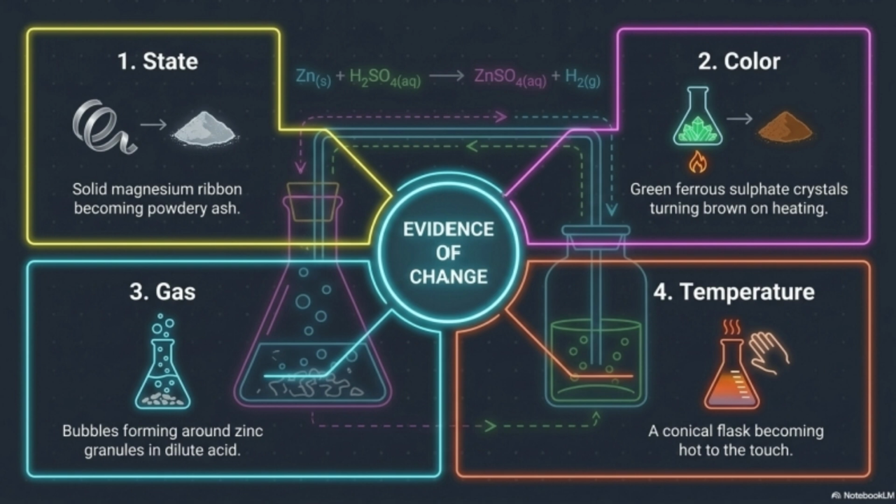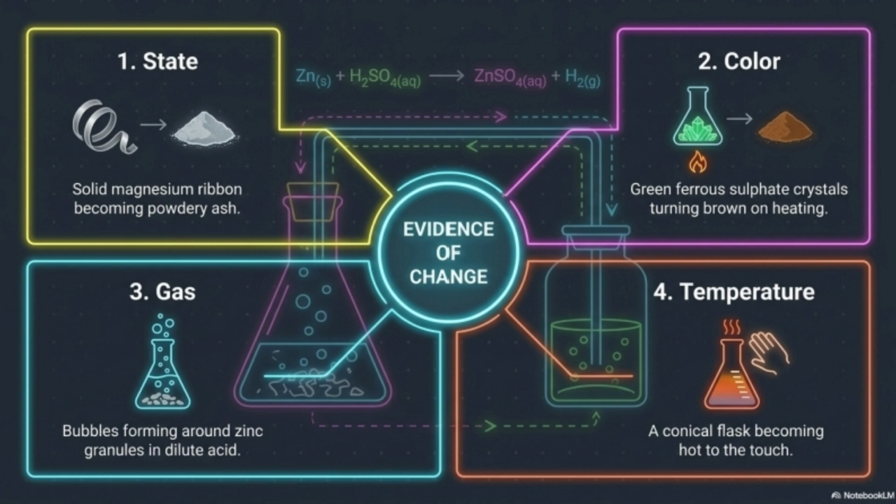Change in state, like a solid magnesium ribbon burning into powdery ash. Change in color, like green ferrous sulfate crystals turning brown upon heating. Evolution of a gas. Notice the hydrogen bubbles forming around zinc granules in dilute acid. Change in temperature, like a conical flask becoming hot to the touch during an exothermic process.